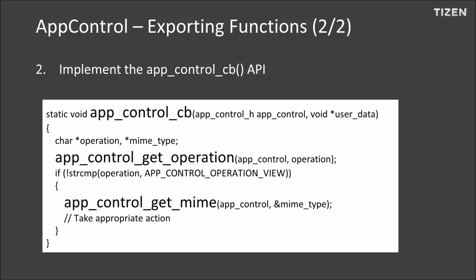In the above cases, the application is responsible for checking the content of the app control and responding appropriately. App control methods like app control get MIME and app control get URI can be used to get the launch parameters to take the corresponding action. This completes our overview of the application lifecycle, UI and service application details. Now, let us look into some of the other API features provided by the application framework.